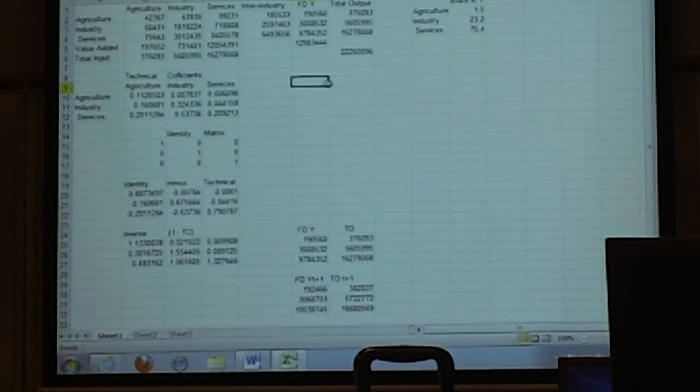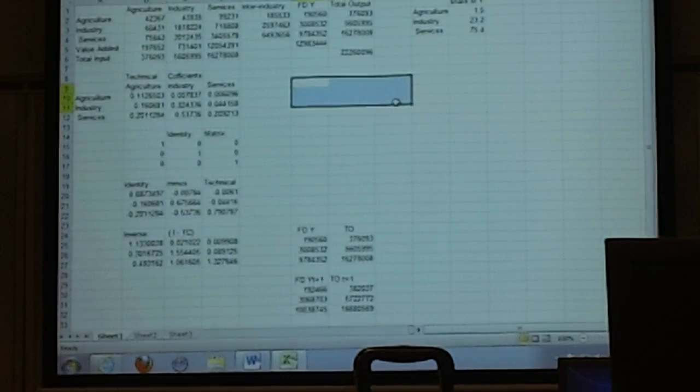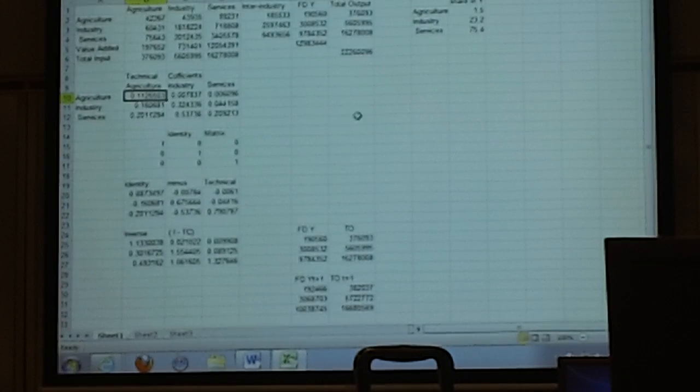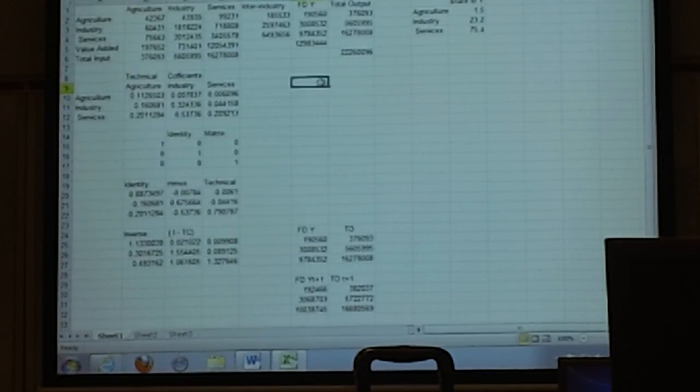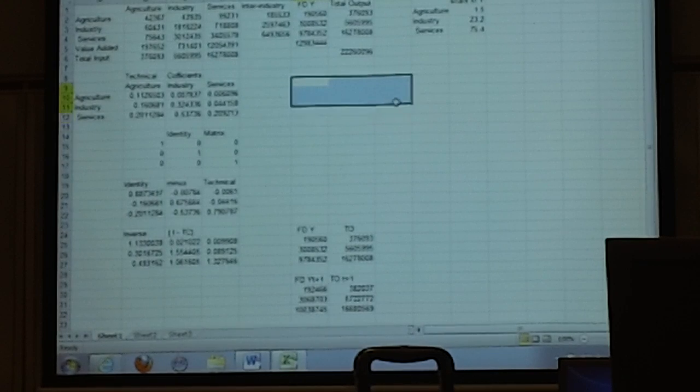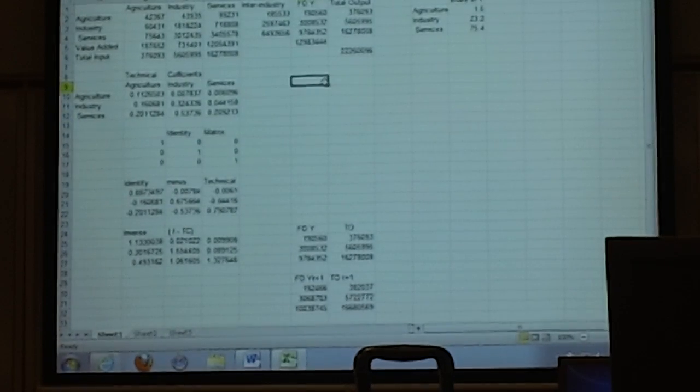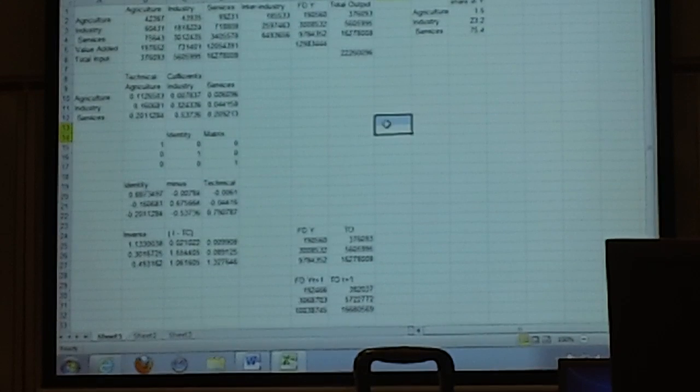Let me just show you again. 1, 2, 3, 4, 5, 6. So this number would be that number, take away that number. On the identity here, just follow suit with the technical. Whenever you get this, this is going to be equal to... so you just subtract this number from that number. Yeah. And then what's the result? You see underneath this says identity minus technical? That's the result.